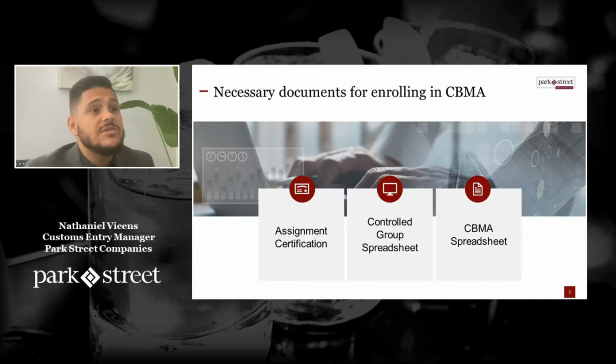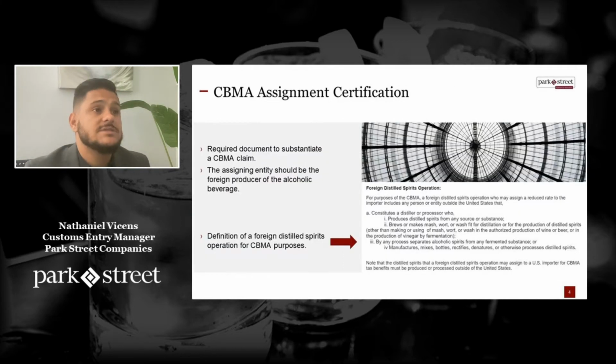So we know that a claim is not considered complete until the CBMA spreadsheet, control group spreadsheet, and the assignment certification are provided to CBP. So I want to go over those 3 documents. That's the assignment certification, control group spreadsheet, and CBMA spreadsheet. So first, and I believe most importantly, is the CBMA assignment certification.